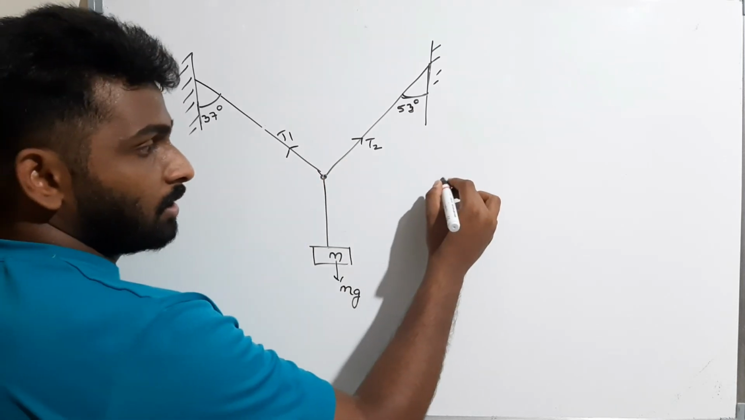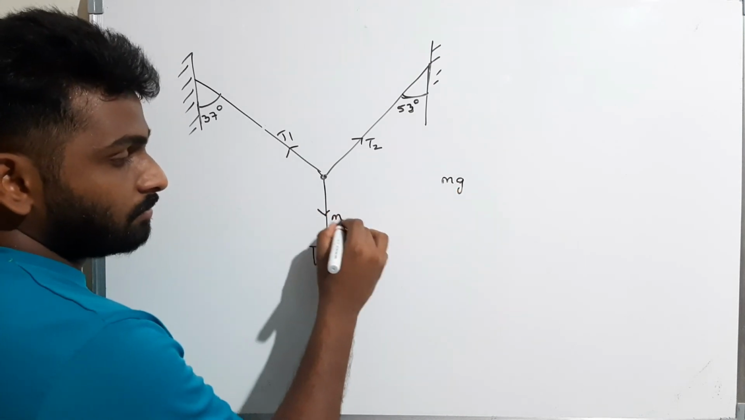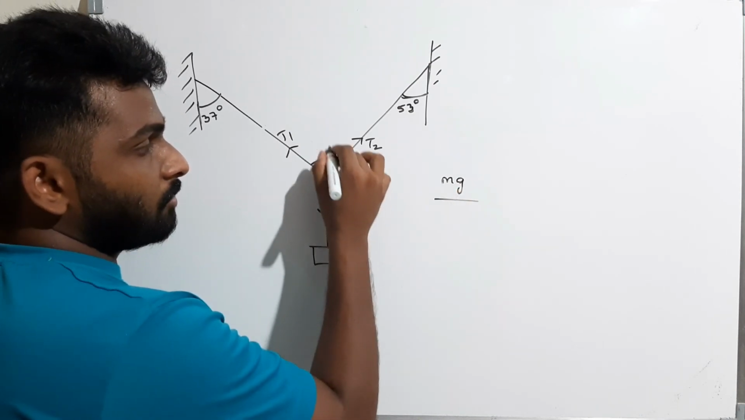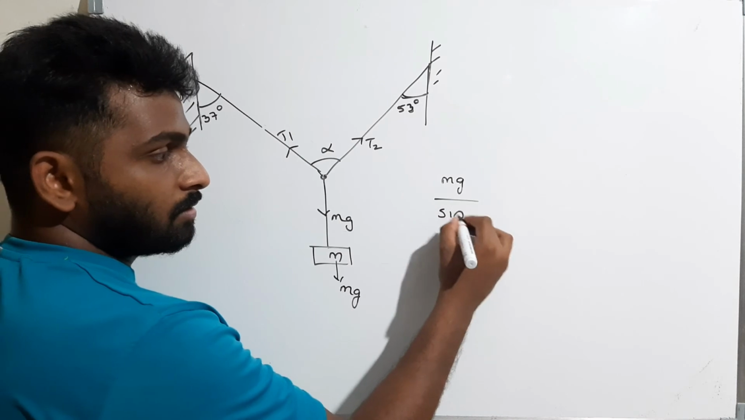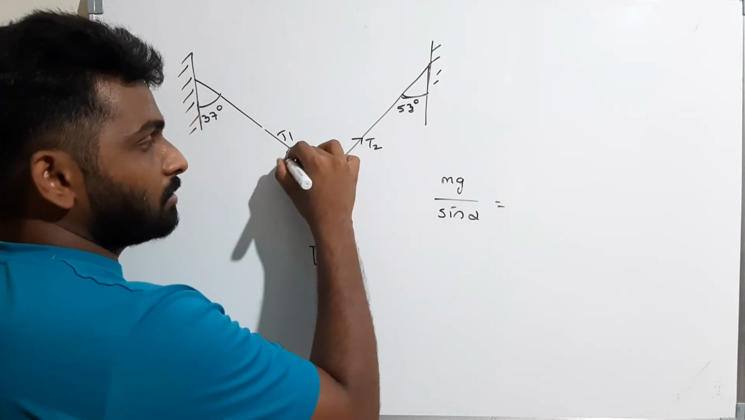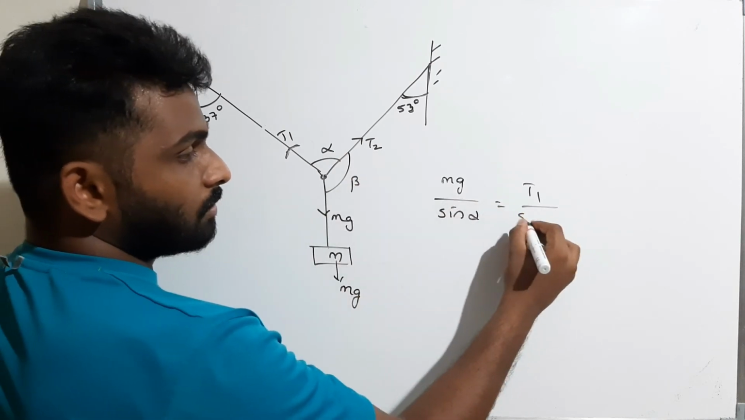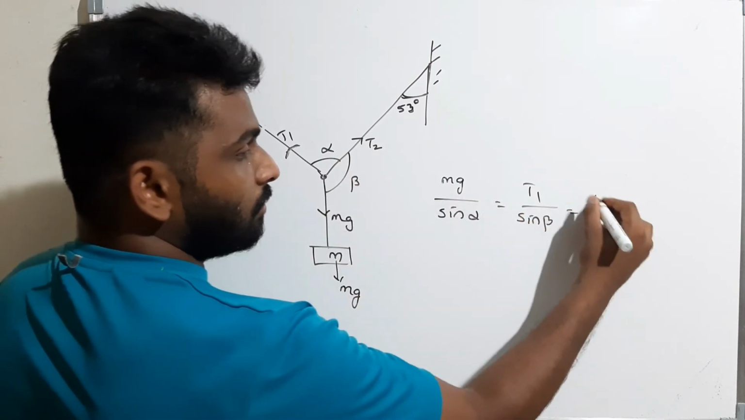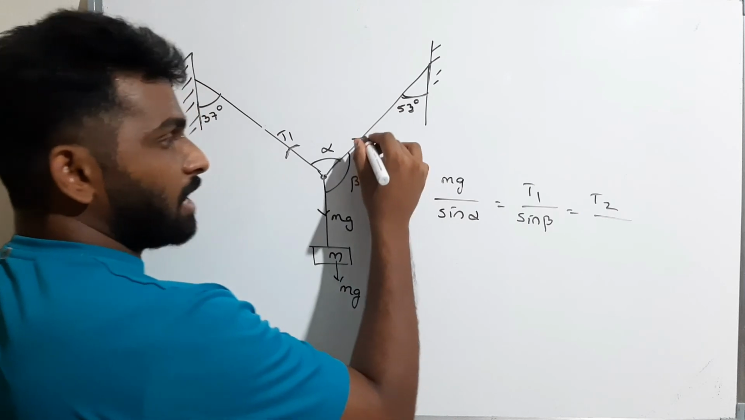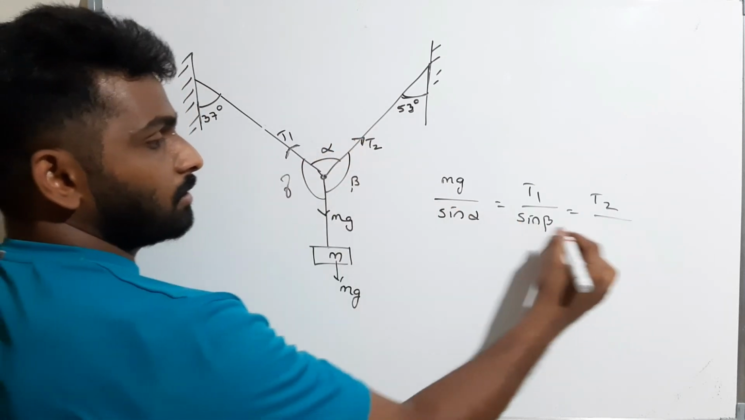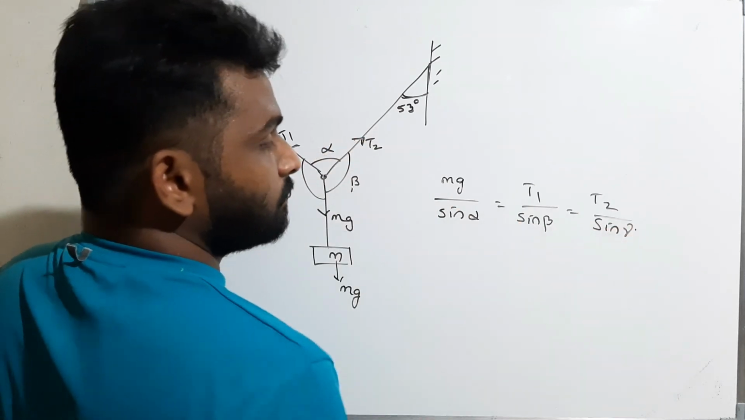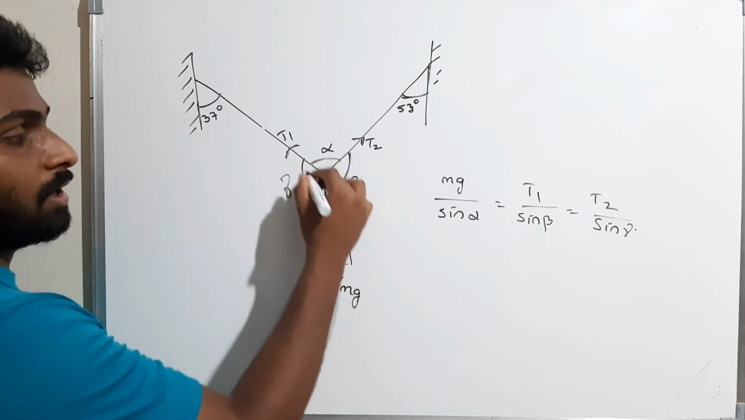What is that? mg by sin of its opposite angle, which we will assume is alpha. Then T1 by sin beta, assuming this angle is beta. And this is T2, and the angle opposite is gamma, therefore sin gamma. Now I have to find alpha, beta and gamma.